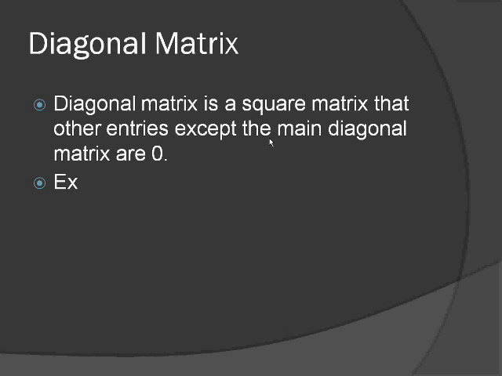A diagonal matrix is a square matrix with entries on the main diagonal. Consider the following example. The entities 7, 9, and 3 are on the main diagonal. The rest of the entities consist of only zeros.